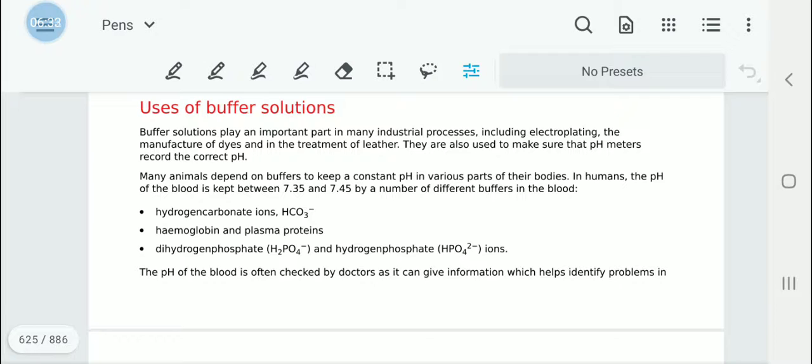To keep the pH levels in the various parts of the body proper, in humans the pH is maintained between 7.35 and 7.45 using different buffers. The examples of buffers are hydrogen carbonate ions, HCO3 minus ions, also known as bicarbonate ions. Then hemoglobin and plasma proteins, dihydrogen phosphate, H2PO4 minus ions, and hydrogen phosphate, HPO4 2 minus ions. Both of these are used as buffer solutions in our blood.